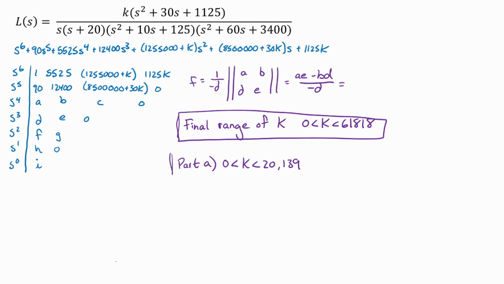This also shows you the benefit of neglecting zeros as well as insignificant poles. It can actually significantly shorten the process that you have to take to find the stability criterion.